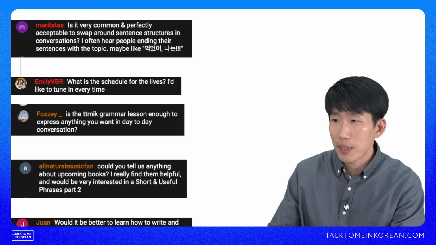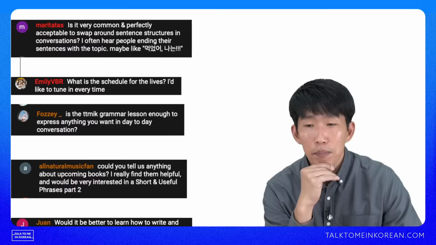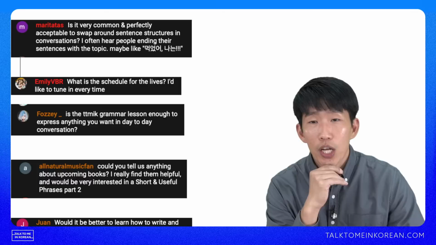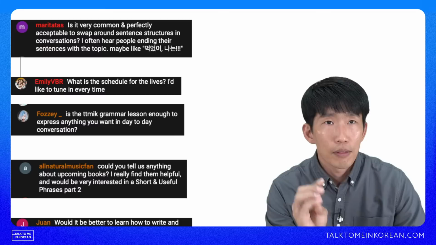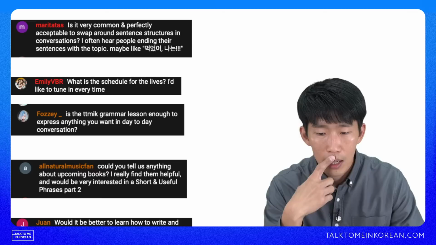Is it very common and perfectly acceptable to swap around sentence structures in conversations? I often hear people ending their sentences with the topic, maybe like 먹었어 나는. And it is, yes, very, very common and perfectly acceptable only in spoken Korean, because they're just spitting out words as they come to their mind, right? So it's okay. You don't have to go back to the beginning of the sentence and rephrase your sentence right away. So yeah, 먹었어 나는.